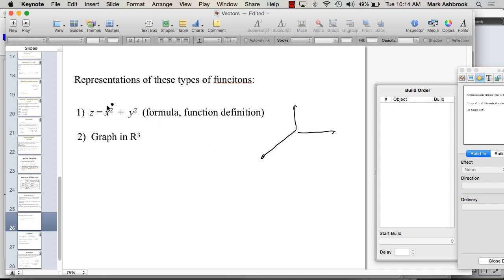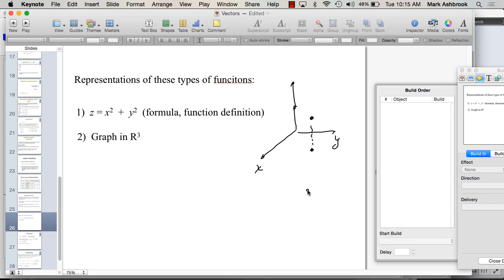In this case, what would be the domain? All of R squared, right? So all ordered pairs x and y, the whole xy plane would be the domain of this because it gives a valid z. Okay? And then what kind of thing do you get? For every x and y, you get a particular z. So if you put all those together, what kind of graph do you get?